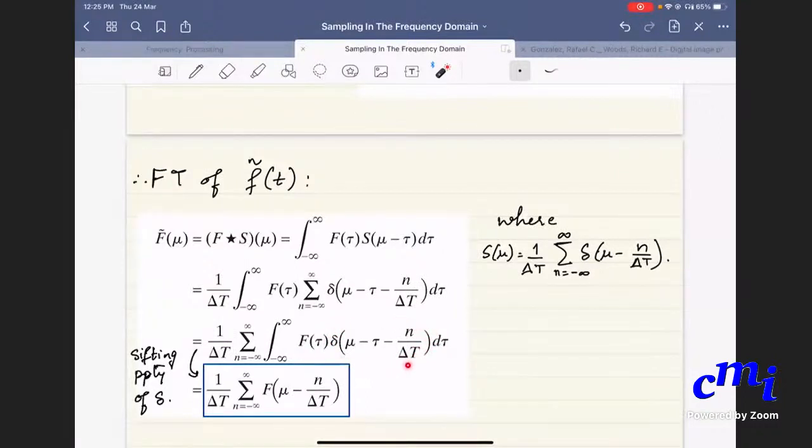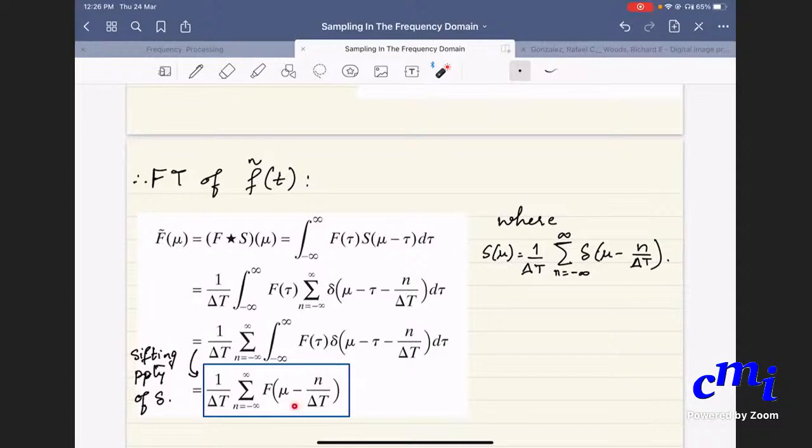So you can use the shifting property of this impulse train to say that this pulls out the value of capital F at a certain point. And what is that point? Since this is with respect to tau, that point is mu minus n over delta t. That's exactly this, and you have the sum outside as it is. So this integral each time, by the shifting property of delta, is going to be F of mu minus n over delta t. So this function is the Fourier transform of the sampled signal f tilde.